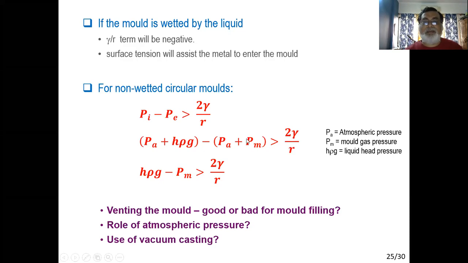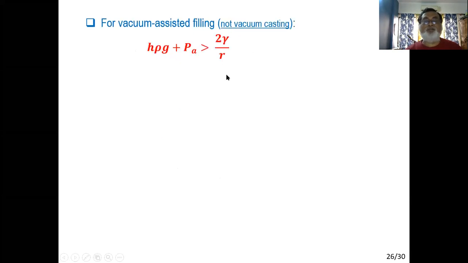And at the same time, PM becomes 0. So these two terms are eliminated. But PA remained, H rho G remained. So ultimately, the formula becomes PA plus H rho G is greater than twice gamma by r. So we're using PA to help the liquid metal to flow into the mold.